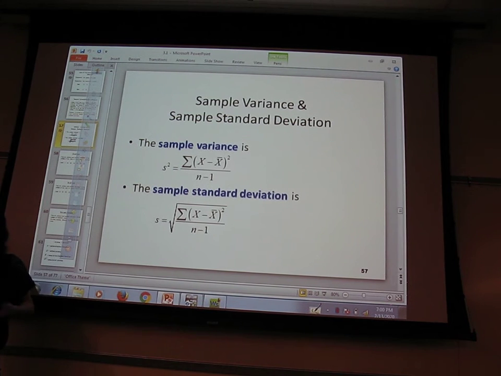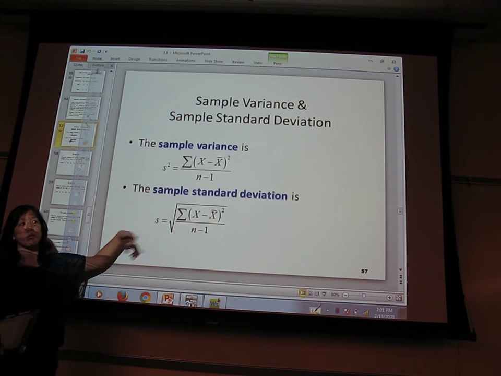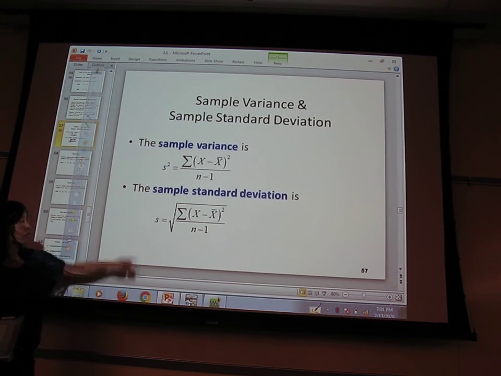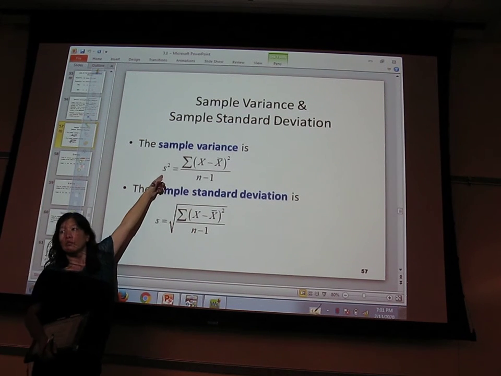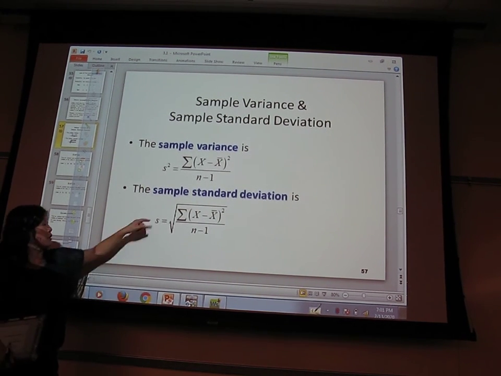So sigma is the Greek letter for S. S is the English letter, so the sample ones would just be regular ordinary letters, S and S squared, whereas the population ones would be the Greek ones, sigma and sigma squared.